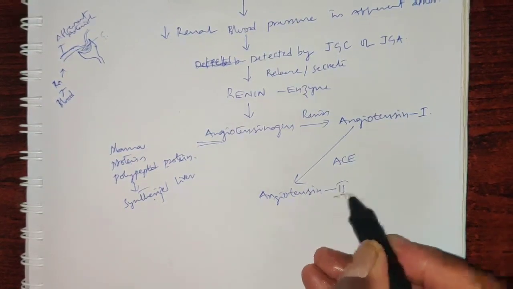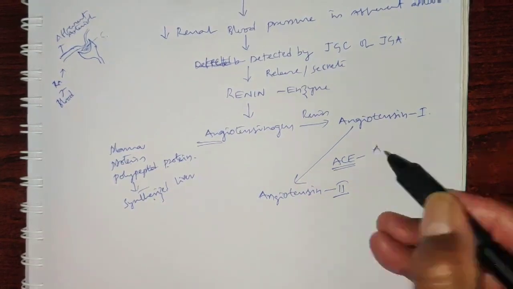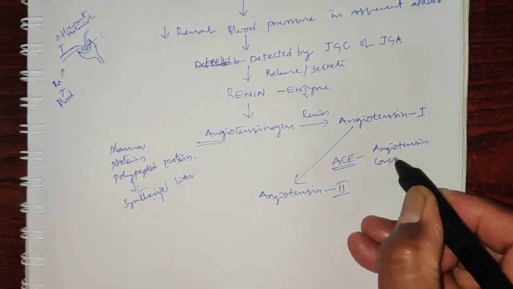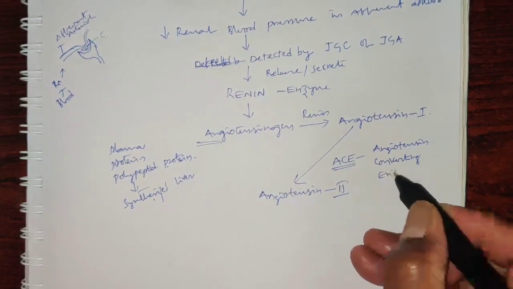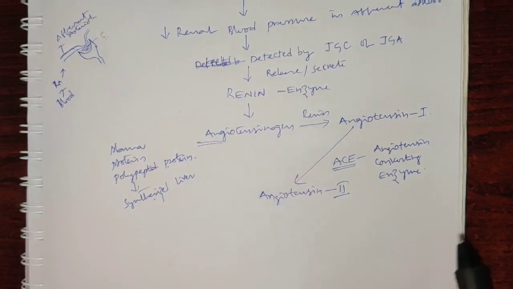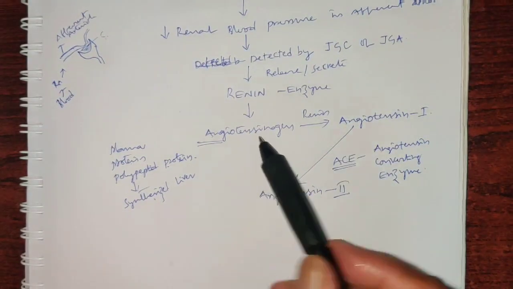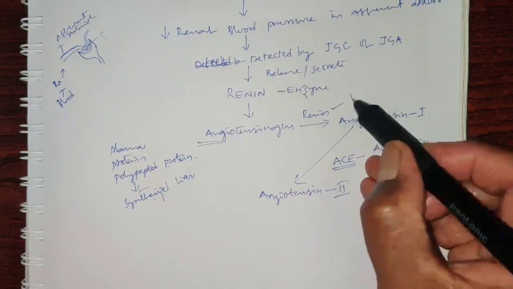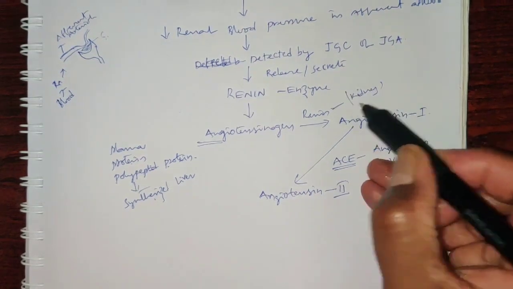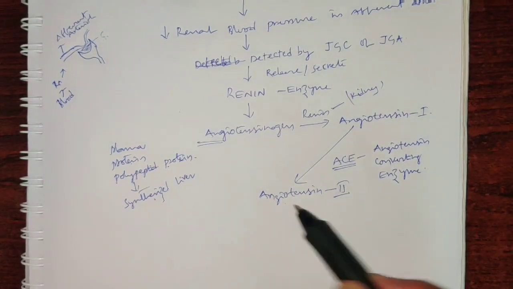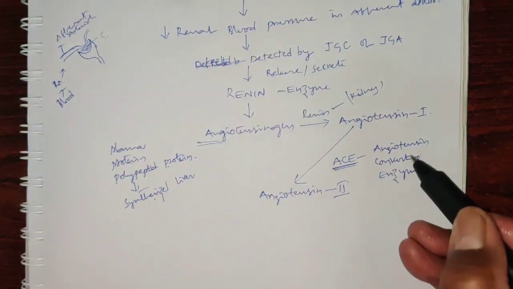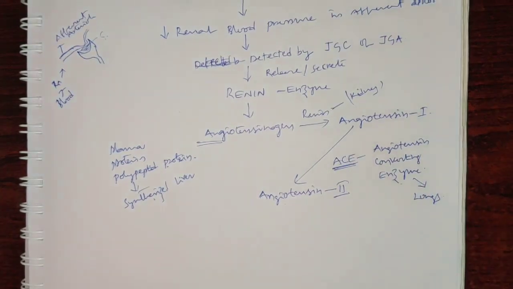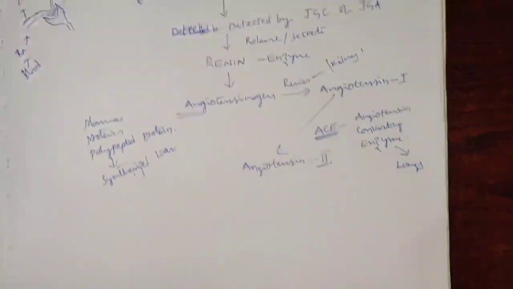Now this angiotensin 1 is converted into angiotensin 2 with the help of an enzyme called ACE, which means angiotensin converting enzyme. Hope you all understand, students. So angiotensinogen is converted into angiotensin 1 by renin, a hormone released by the kidneys. Angiotensin 1 is converted into angiotensin 2 with the help of ACE, which is secreted from the lungs. Got my point? Right. So now let us continue.